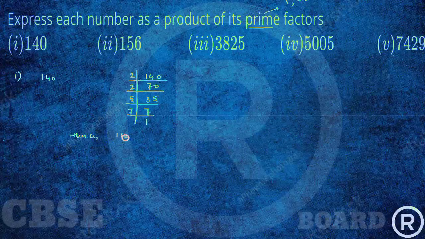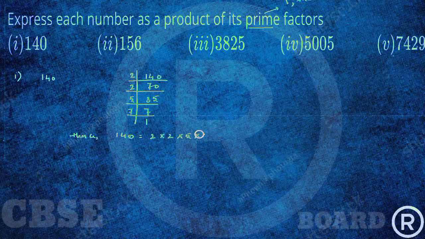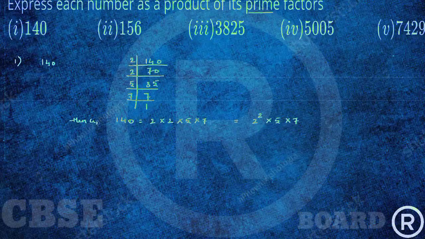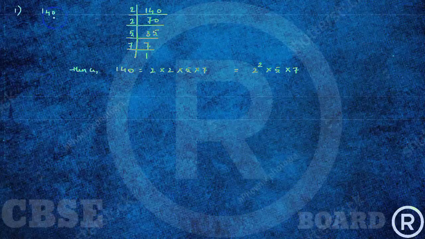Hence 140 is equal to 2 cross 2 cross 5 cross 7. These are the prime factors for the given number. So 2 raised to power 2, we can write it like this. This is how we represent a number as a product of its prime factors. Now let us solve the second part.